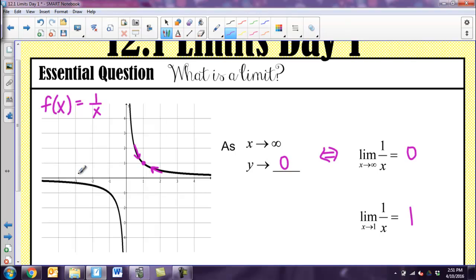Okay? And so this happened to be that the value of the function was the same thing as the limit right there, but that doesn't always happen. But that's something that's really easy to do if your function is defined in that place.